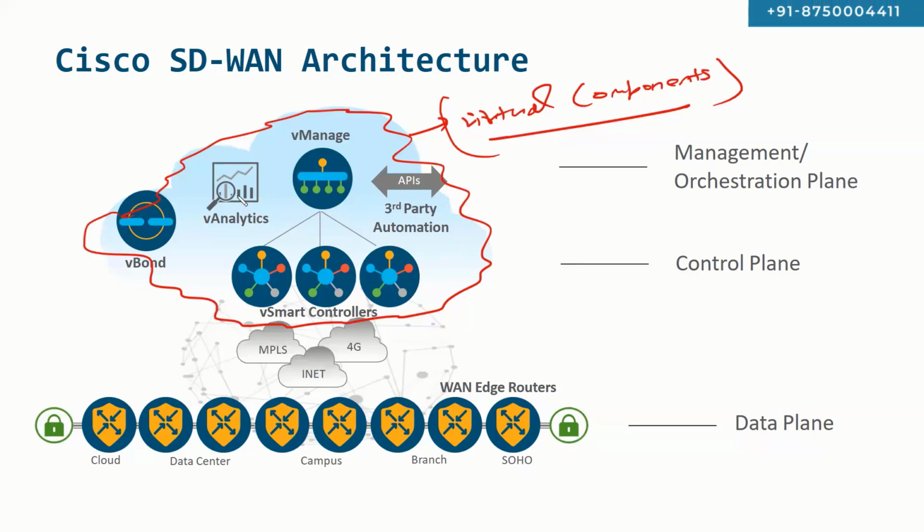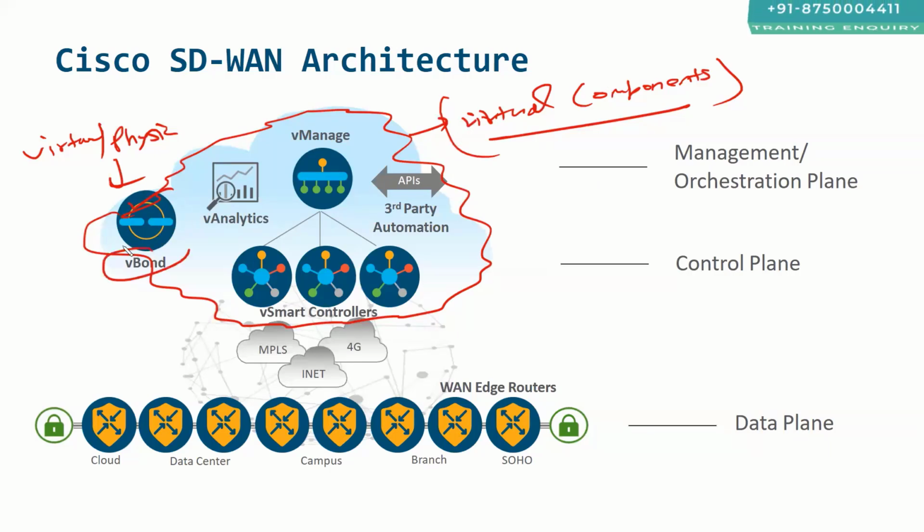However, there is an exception. There is an exception for vBond. The vBond can be virtual as well as a physical device. So vBond is the exception here across all the control components.